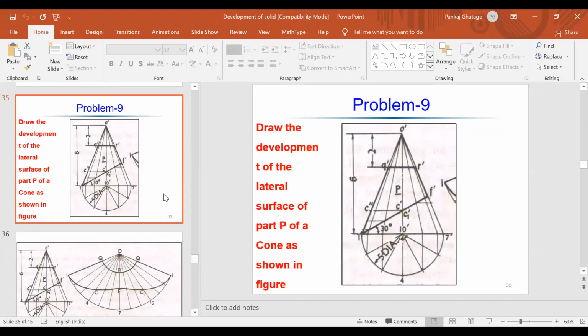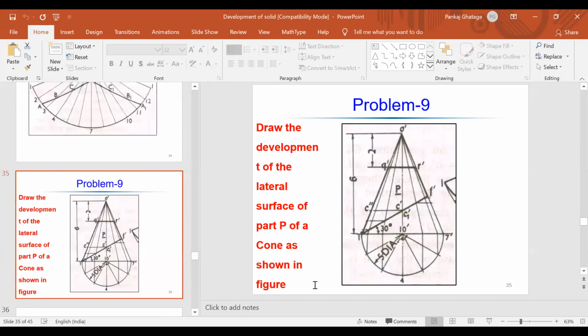Here the question is, draw the development of the part P of the lateral surface of this particular cone. The dimensions are given in centimeters, so we have to convert them into millimeters. One cut is 20 mm from the top, and another cut passes from the left extreme corner at an angle of 30 degrees. The diameter of this cone is 50 mm.